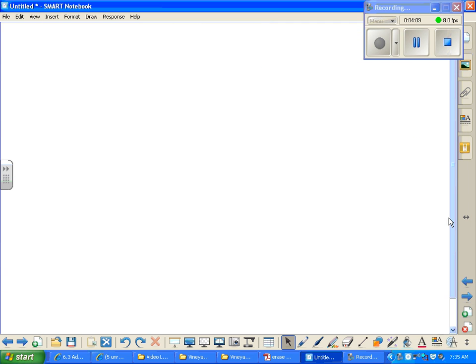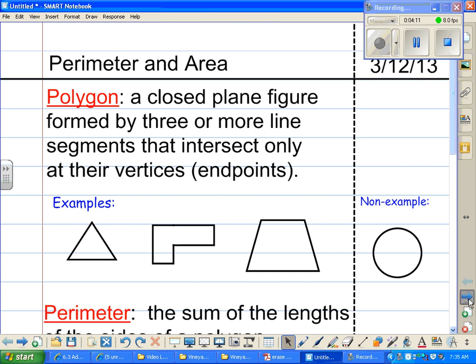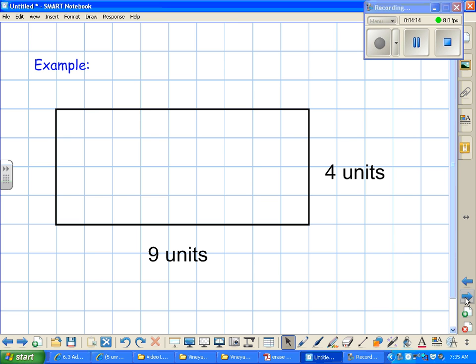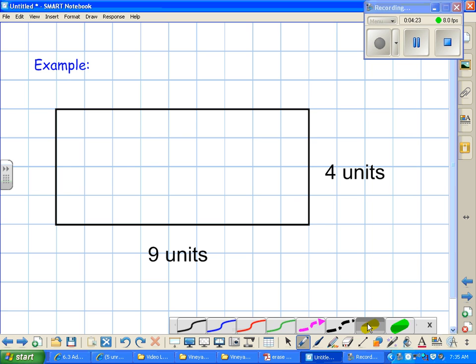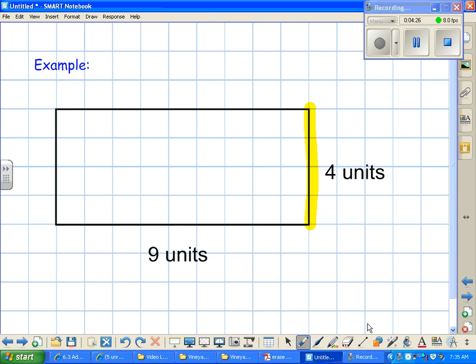Okay, so let's move on here. So here's an example of an area. So I've got something that is 4 units as a height and 9 units going across. Literally, the area is wanting to know how many of these individual unit squares that are non-overlapping. Notice how this one here and this one here are not overlapping from each other.